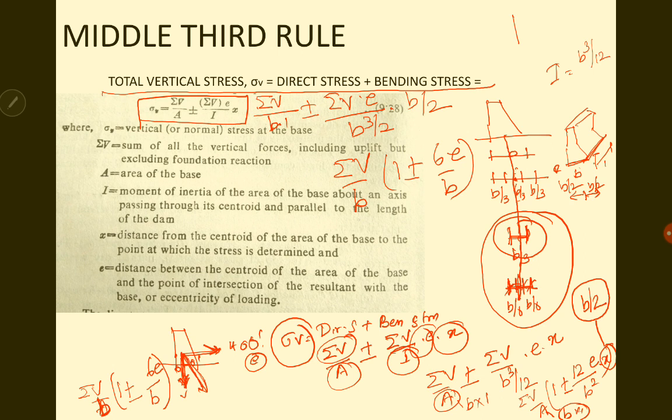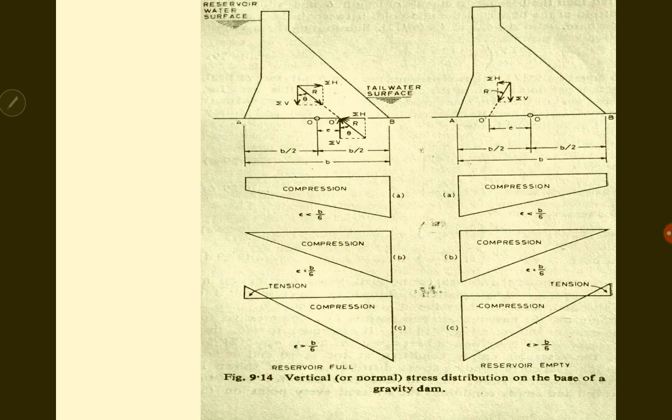Okay, now let us see the cases of the stress distribution diagram of a dam, for the dam full case as well as the dam empty case. Now in the dam full case, you can see that the horizontal force and the vertical force are acting and there is a resultant. This resultant will produce a normal reaction back, and it will be at a distance of e, that is the eccentricity, right?